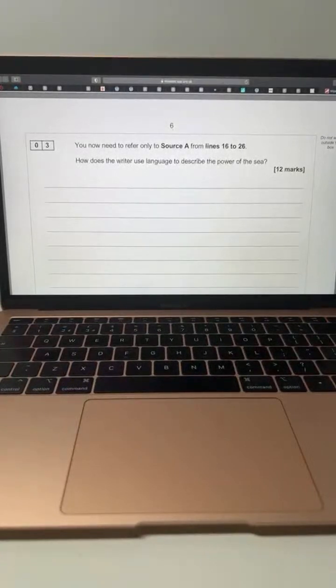Very quickly, question number 3. This question again is not alien to you. It's language analysis. So how does the writer use language to describe the power of the sea? It's 12 marks, so it's assessment objective 2. So that goes for Edexcel, it goes for Eduqas and AQA. So you're essentially looking to write 3 petal paragraphs.